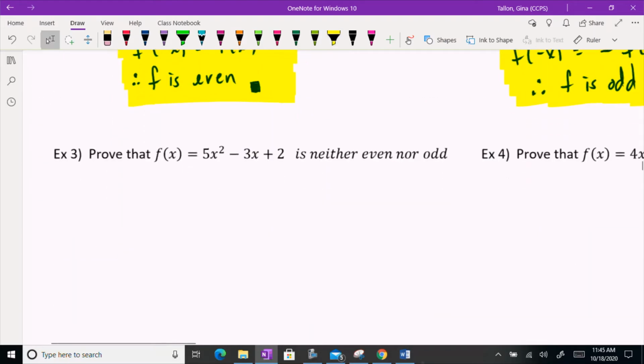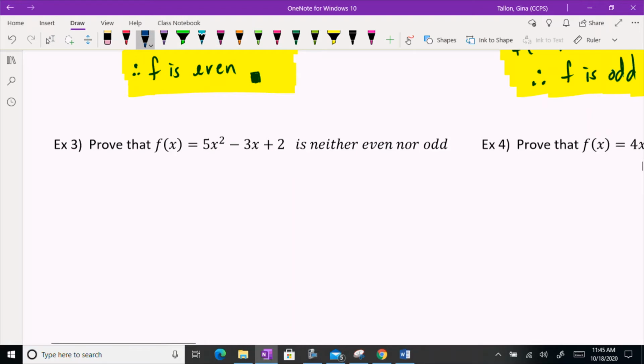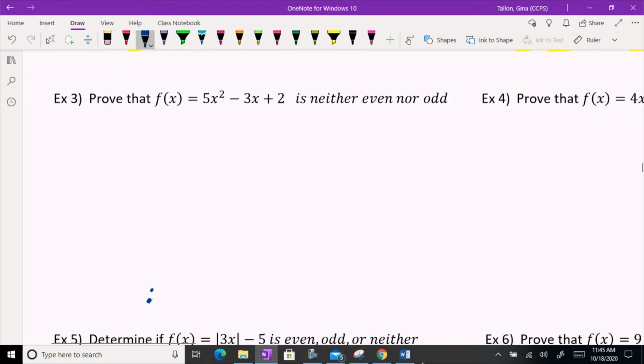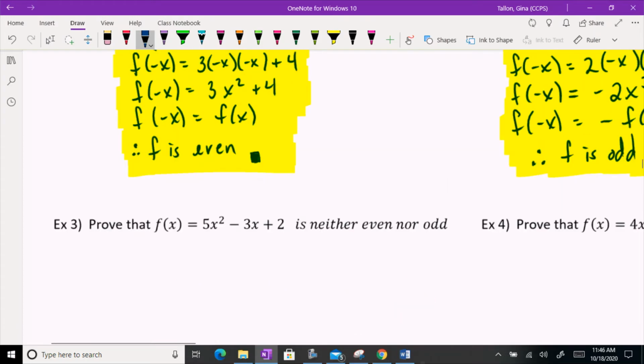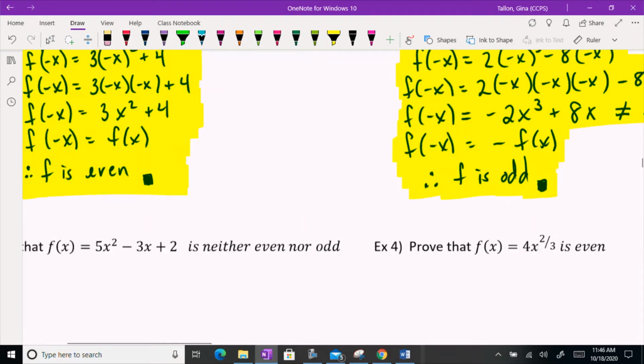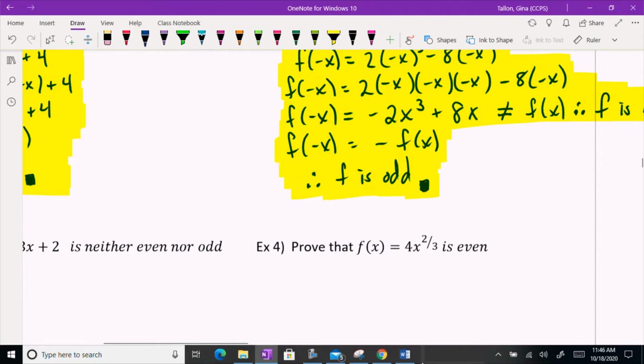Example 3. Here we go. Prove that f of x equals 5x squared minus 3x plus 2 is neither even nor odd. So I'll tell you what the last step is going to be. The last step is going to be, therefore, f of x is neither even nor odd. Okay, that is going to be the last step, because that's what I've been asked to prove, so that's going to be my last step. Just like in the one above it here, I was asked to prove that f is even, and that's my last step. I was asked to prove over here that f is odd, and that is my last step.